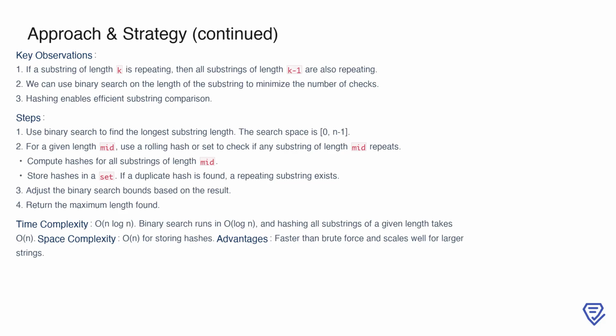This approach runs in O(n log n) time, as binary search takes O(log n), and hashing all substrings of a given length takes O(n). The space complexity is O(n) for storing the hashes.